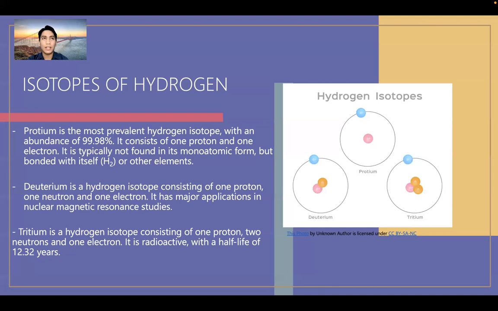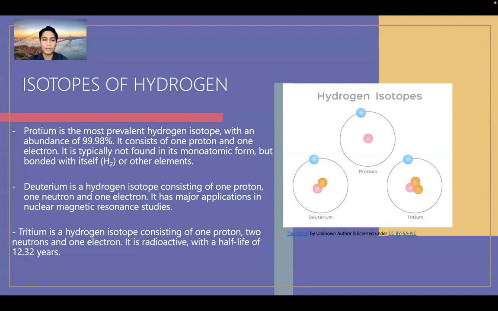Now, the second isotope of hydrogen is deuterium. Deuterium is a hydrogen isotope consisting of one proton, one neutron, and one electron. It has a major application in nuclear magnetic resonance studies. Another application of deuterium is in drugs, in nuclear weapons, and in nuclear reactors in nuclear power plants.